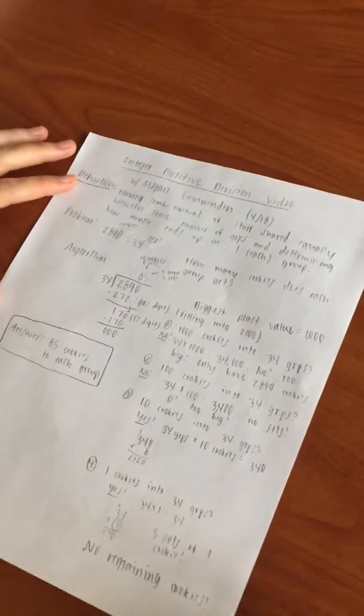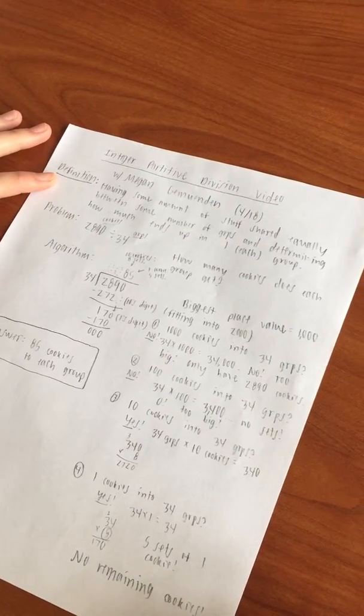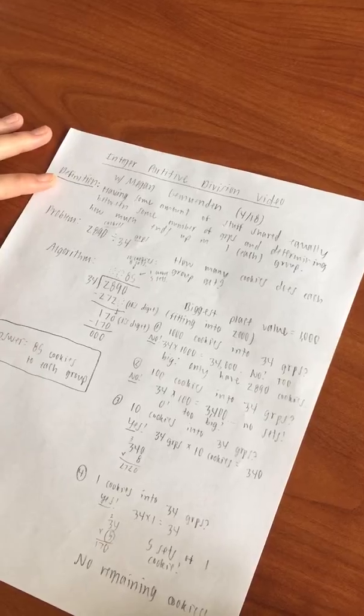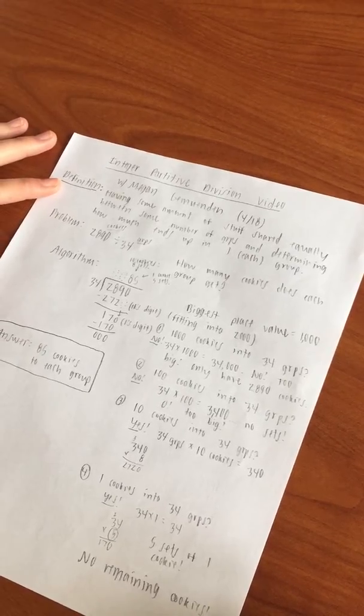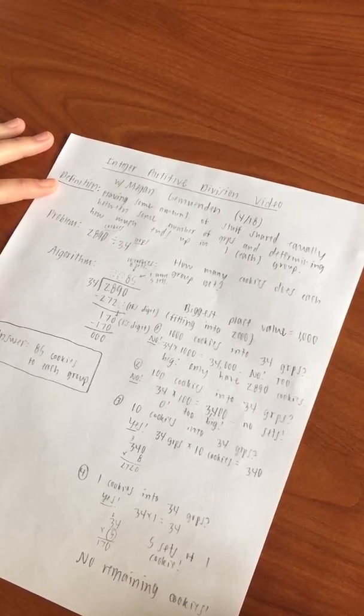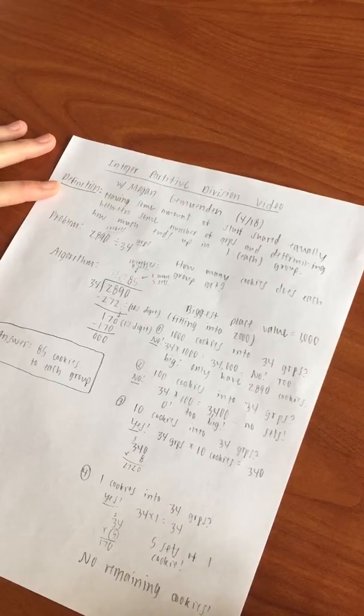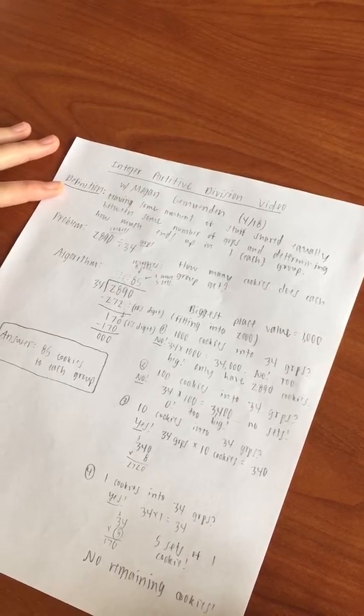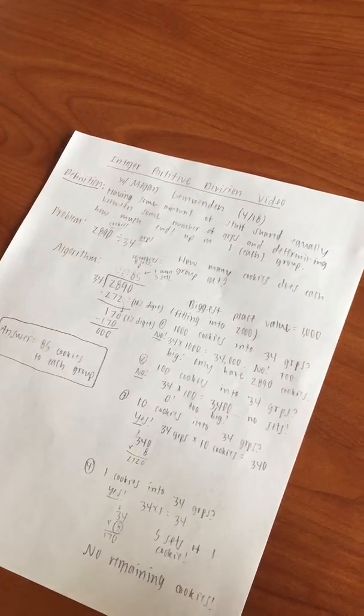So let's go. We'll start with the definition of partitive division, and this is having some amount of stuff shared equally between some number of groups and determining how much ends up in one or each group. So to make sense of this, we'll use cookies.